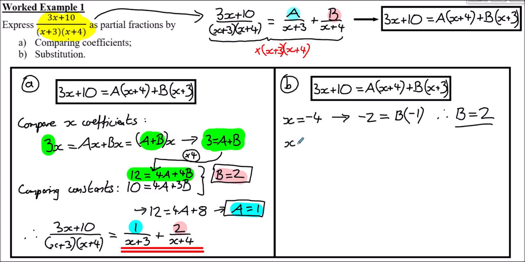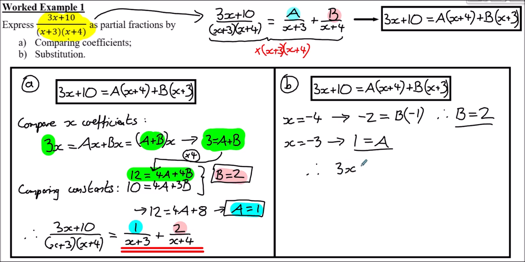And then if we were to pick x being -3 to knock out this bracket, 3 times -3 is 9, so -9. -9 plus 10 gives exactly 1. Over here, the b bracket will vanish because -3 plus 3 is 0. Over here, -3 plus 4 is just 1. 1 times a is just a. So therefore, we've got it straight away.